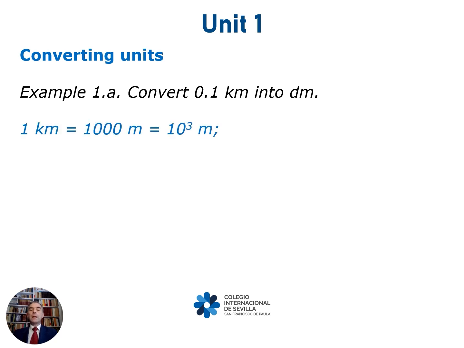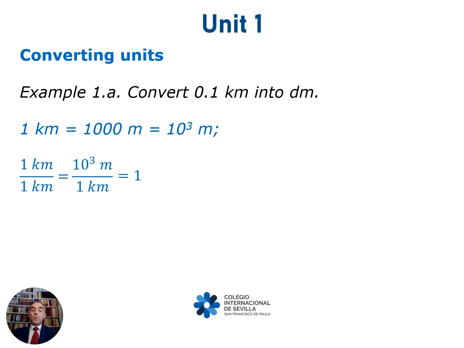We know that a kilometer is 1,000 meters, therefore 10 to the third power meters. We want to convert kilometers into decimeters. We want to get rid of the kilometers. So we're going to divide that equality by 1 kilometer, the left-hand term. And we obtain as follows: 1 kilometer divided by 1 kilometer equals 10 to the third meters divided by 1 kilometer. That is 1.